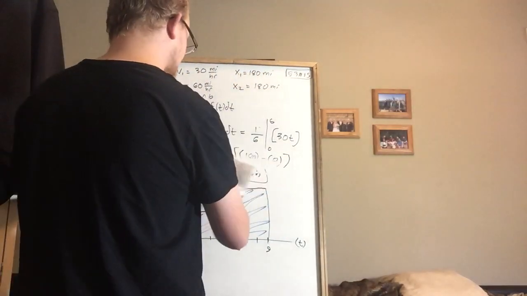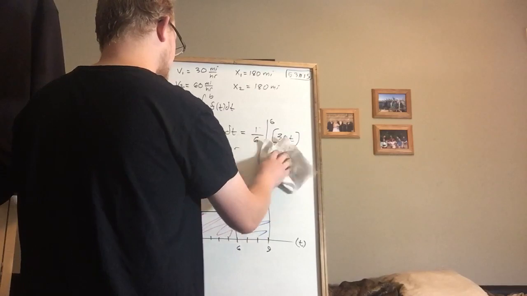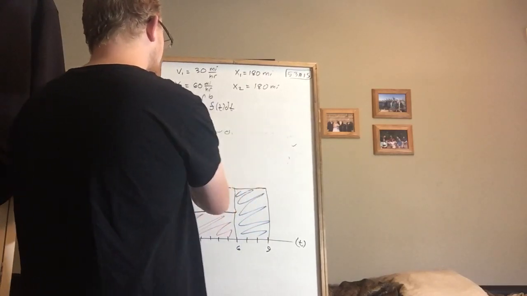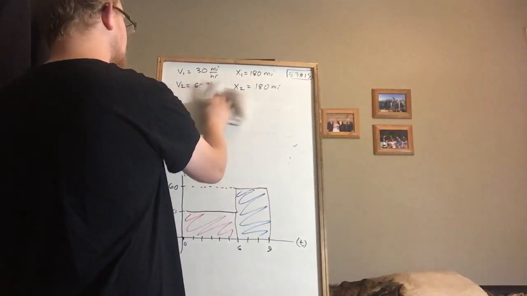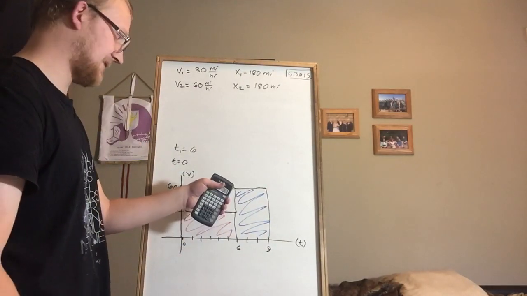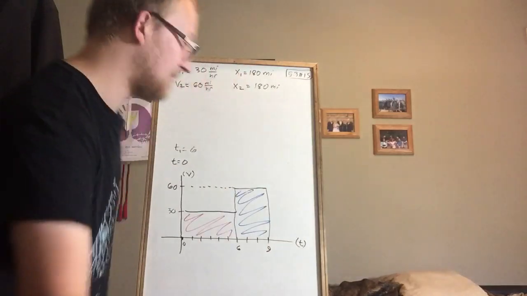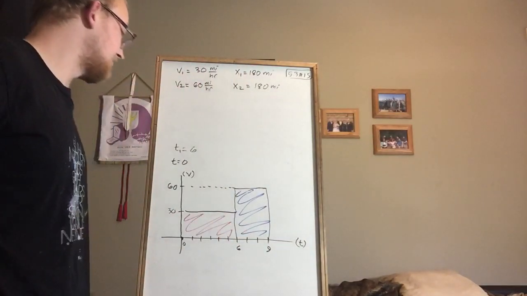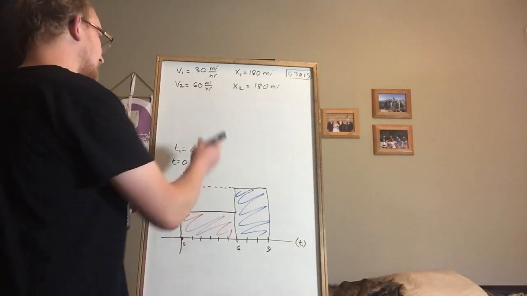Then the question for the second one is, what about the second part of the journey? What was the average velocity of the second part? You could probably guess right away it's going to be 60, because we were going 60 miles an hour the whole time. So it makes sense that it'd be 60, but let's write it out.